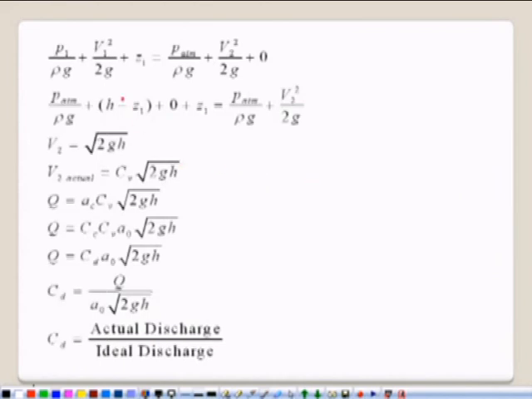So let us apply the Bernoulli principle at point 1 and at the vena contracta. At point 1, what is the pressure? P1. So the pressure head is P1 over rho g, plus the velocity head, if the velocity at that point is V1, V1 square divided by 2g, plus Z1, is equal to the value at the vena contracta. What is the pressure at the vena contracta? The pressure at the vena contracta is atmospheric.